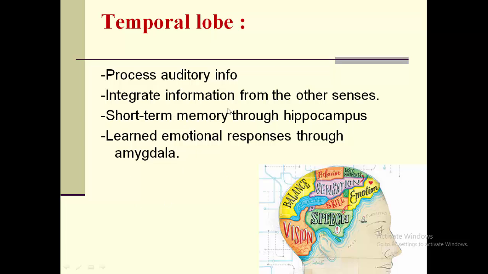Something else, it integrates information from other senses and is responsible through two main structures, very famous structures in the temporal lobe, called the hippocampus and the amygdala, for short-term memory and for learned emotional responses. And we mean by learned emotional responses that you shake hands with people when you meet them, for example. This is a learned emotional response. You lose this when you have a pathology or a disease in the temporal lobe.